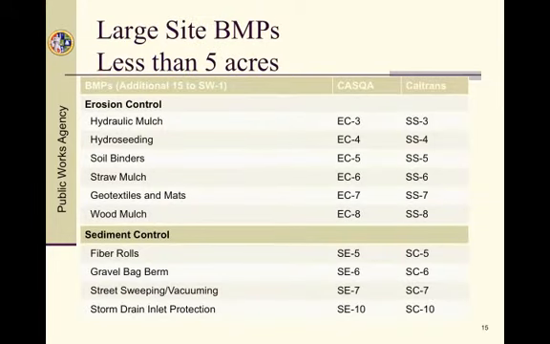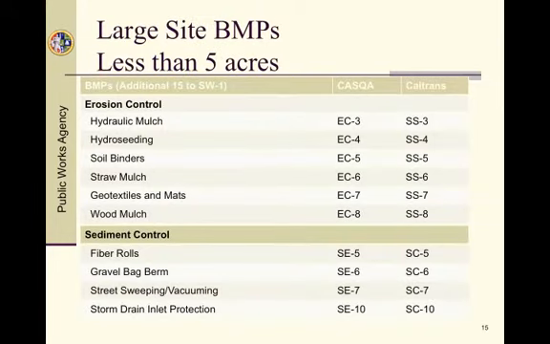So for projects greater than 1 acre but less than 5 acres, there are 15 additional BMPs on top of what were identified in the SW1 form. These are items such as hydraulic mulch, geotextiles and mats, fiber rolls, street sweeping and vacuuming. Again, not all of these will be seen on any given site, but the option is there, and the rationale for using them and not using them must be presented within these forms.